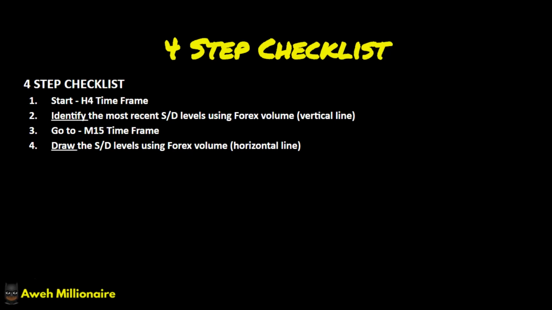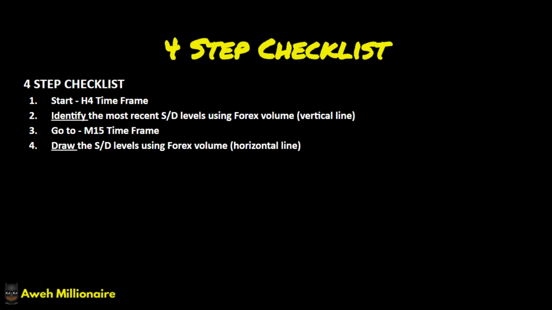And then the third step is once we've identified the level, you go to the 15-minute time frame. And when you go to the 15-minute time frame, the next step you're going to now do is draw the actual supply and demand level using the Forex volume again, as I've explained previously. And this time we're going to be using the horizontal line to now draw the exact price level where this supply or the demand level is. So as you can see, very simple steps.